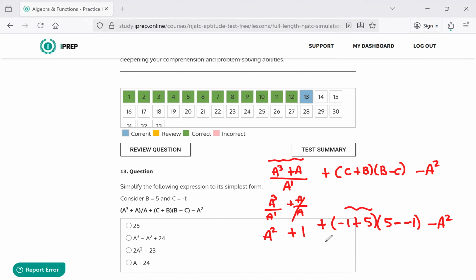So let's simplify this parentheses. What's negative 1 plus 5? 4. What's 5 minus a minus 1? Two negatives become a positive, so that's 6. And then you have a minus a squared. You have this plus 1 here, and then you have this a squared. So I can see that a squared and negative a squared cancel, and then you have a 1. And then what's 4 times 6? 24. So what is 24 plus 1? 25. So that is how I got 25. I just cleaned it up, then plugged in my values.